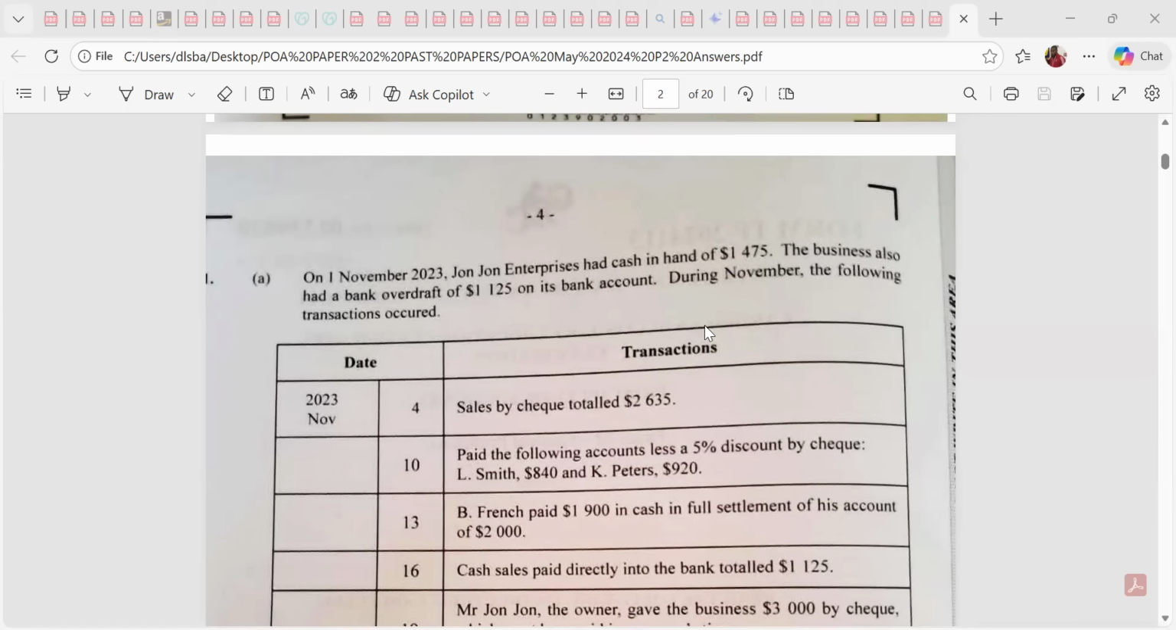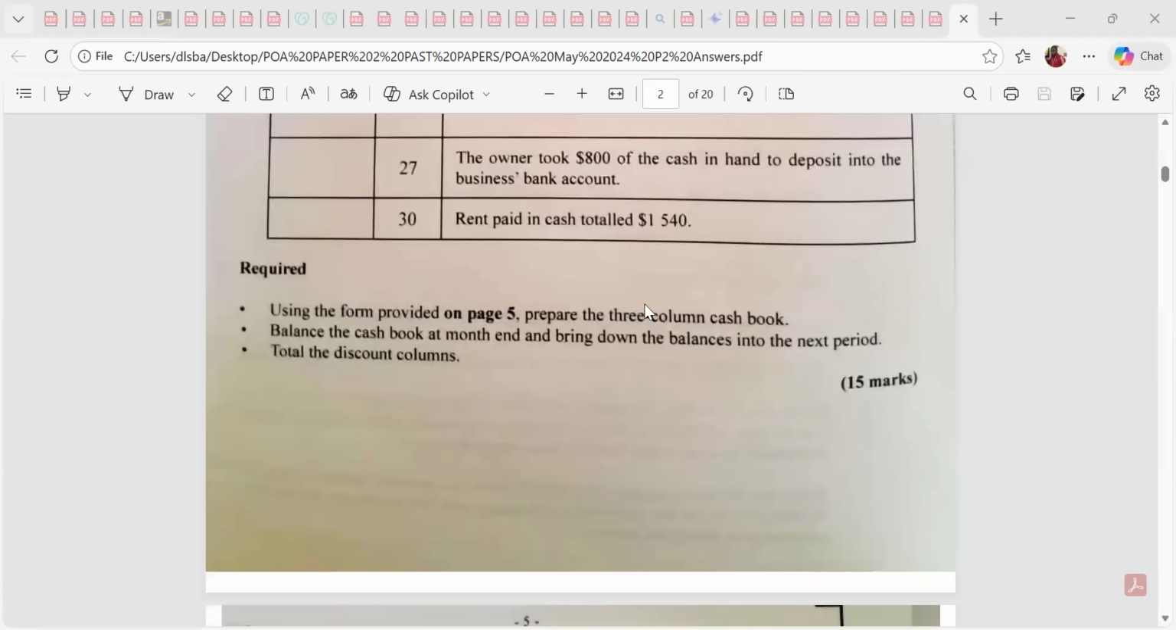They gave us the transactions and they asked us to record it using the 3-column cash book, right?